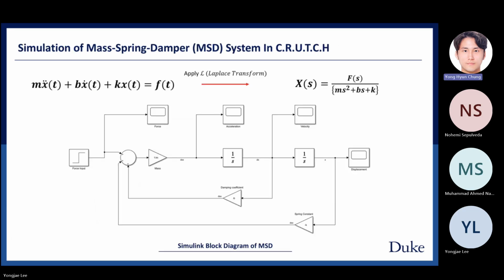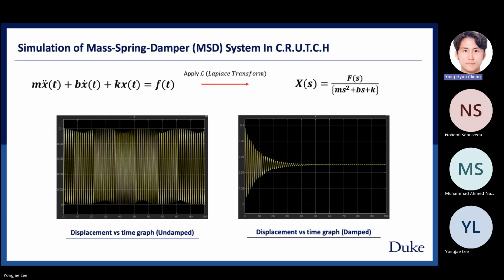This is the Simulink block diagram of the mass spring damper system. We use the Simulink block diagram to simulate the mass spring damper system and plot a visual graph. In order to gain a general understanding of the mass spring damper system in our crutch, we implemented simple simulations as shown here. We got the left-hand side graph when the system is undamped and the right-hand side graph when the system is damped.